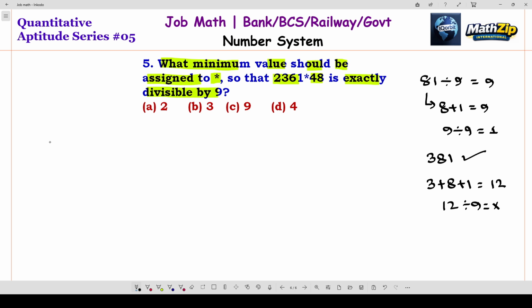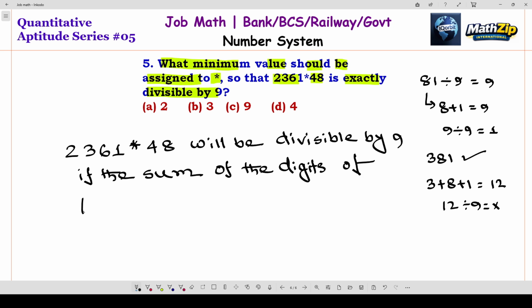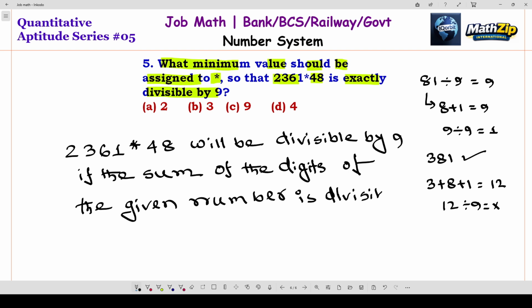So same thing, we can say 2361 star 48 will be divisible by 9 if the sum of the digits of the given number is divisible by 9. So let's check.